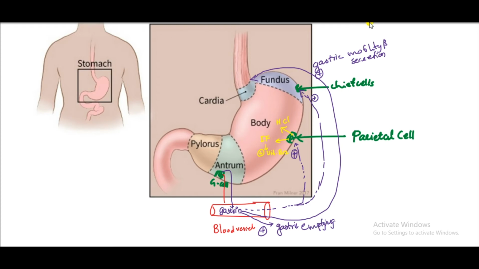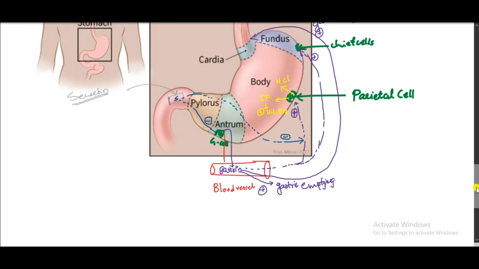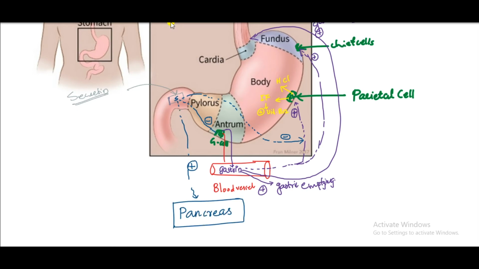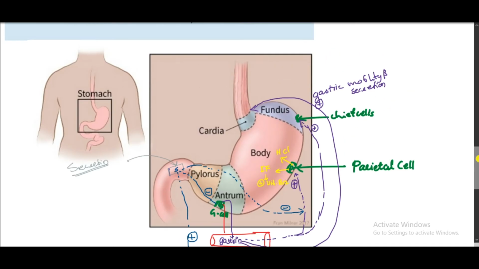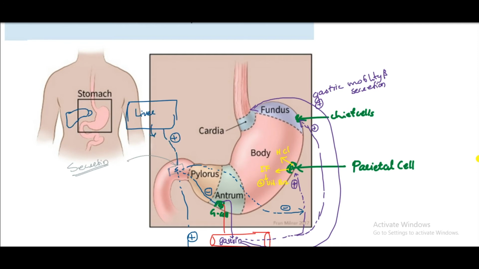The duodenum has secretin, or S cells. Secretin helps in inhibition of gastrin and inhibition of the G cell, and it has positive feedback on the pancreatic duct, and it leads to the secretion of bicarbonate. And also it has a positive feedback on the liver, and it leads to the secretion of bicarbonate ion.